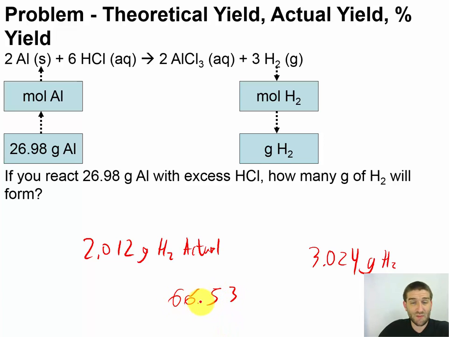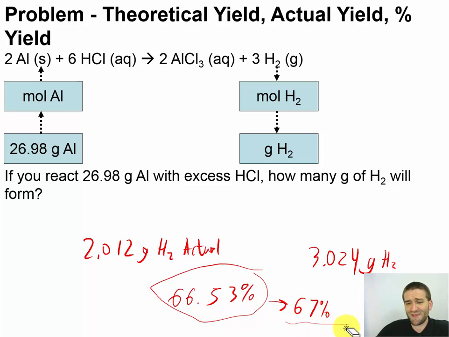66.53%. Now often we'll round that to be a whole number because if we're using percent, we almost always just like to use whole numbers for it. So it's probably going to be reported somewhere as 67%. This is the correct answer in terms of sig figs, but this is the common way that we would end up writing it. That's the distinction between your theoretical yield, your actual yield, and your percent yield.